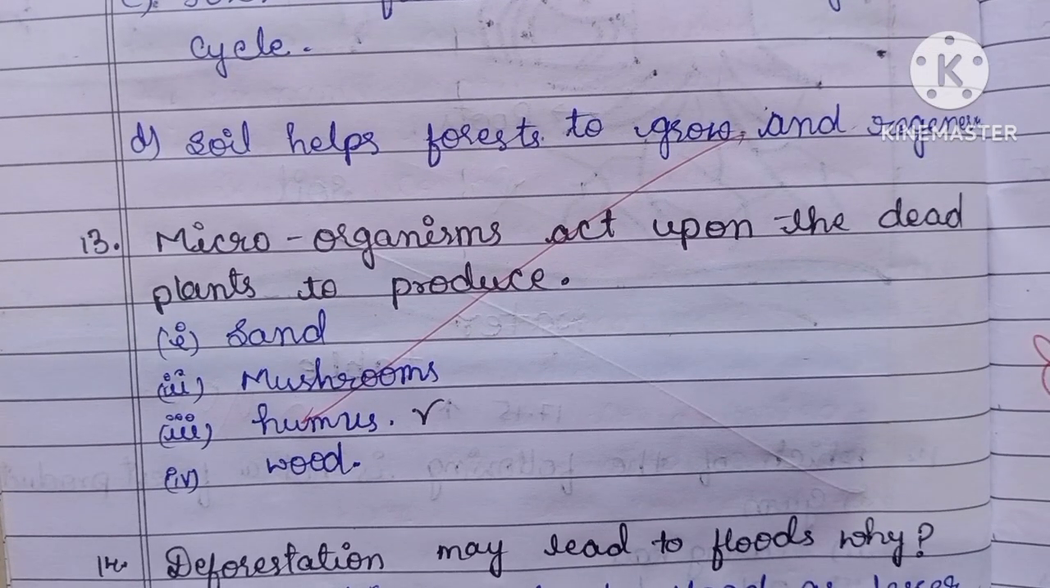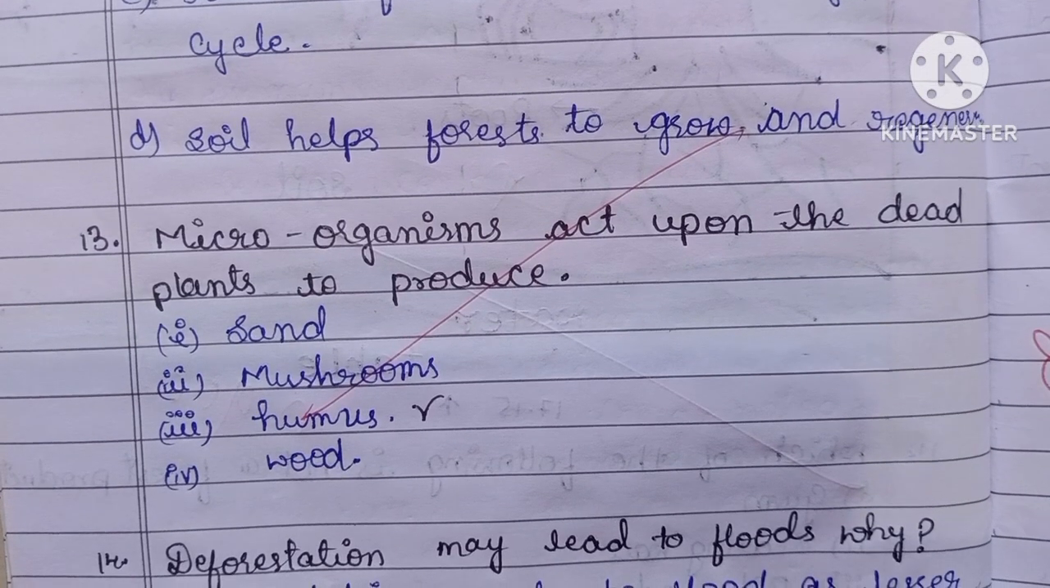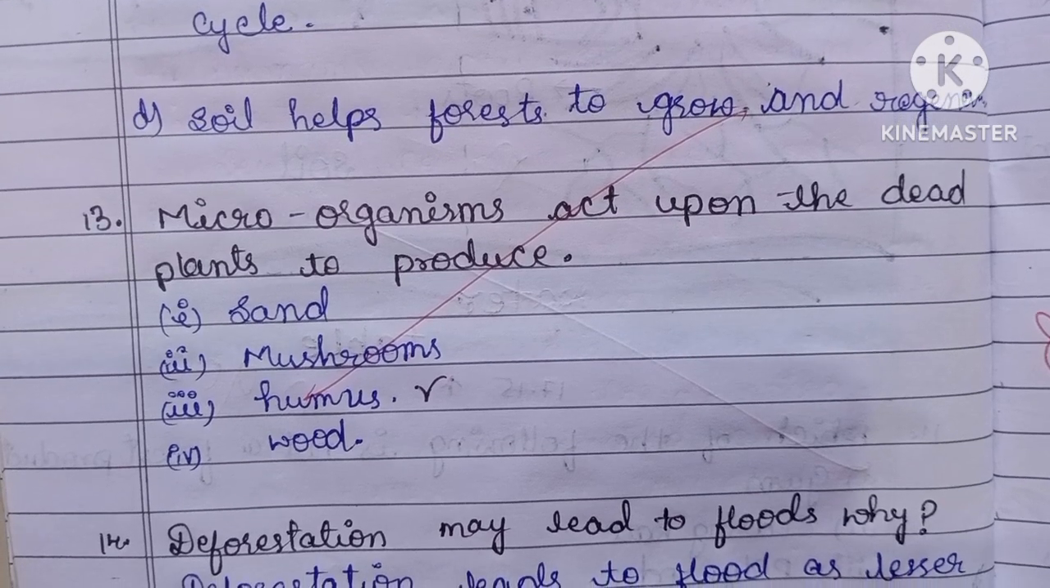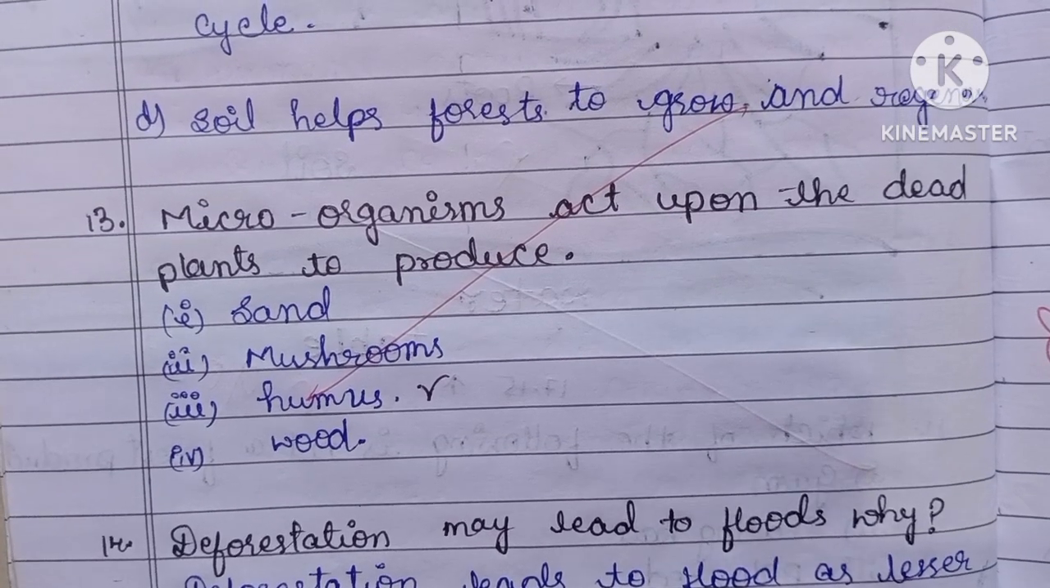So the 13th question says: microorganisms act upon the dead plants to produce. First point, sand. Second point, mushrooms. Third point, humus. Fourth point, wood. So the correct answer is humus.